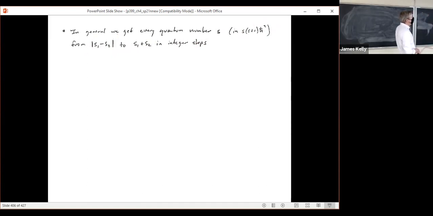Okay, so that means, for example, in the spin 1 half case, it would range from 1 half minus 1 half, or combined spin 0, up to 1 half plus 1 half, which is spin 1. And that's what we found, right? We had the S equals 1 triplet and the S equals 0 singlet. Those were the only cases we found.